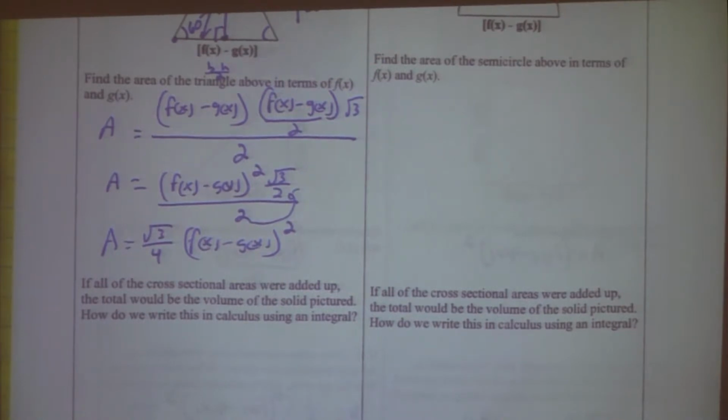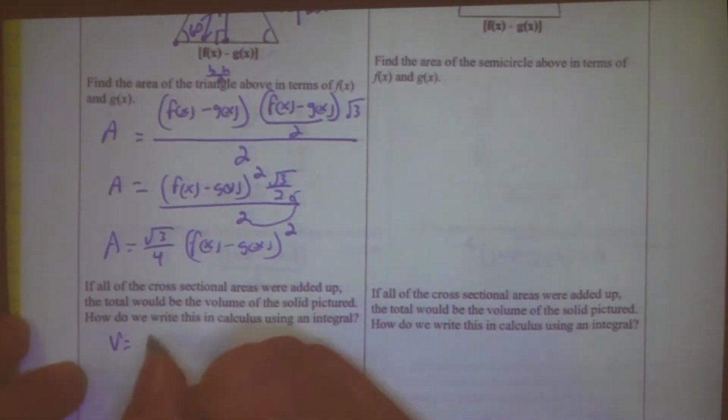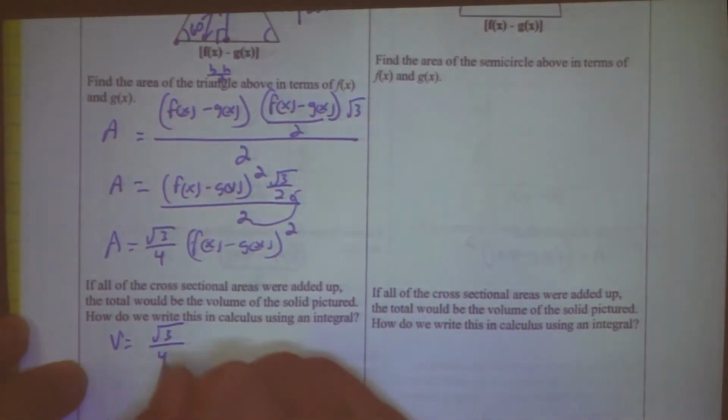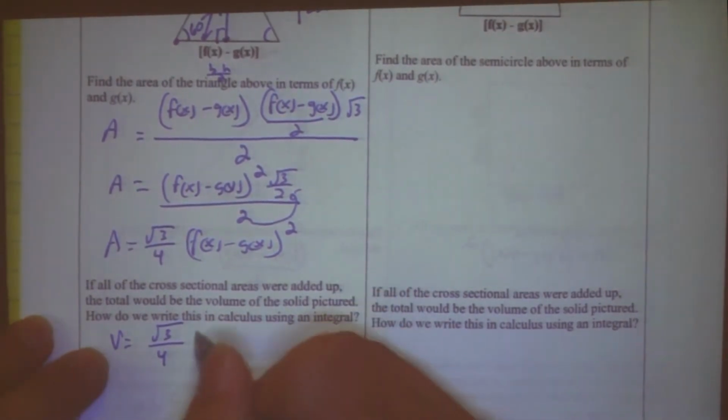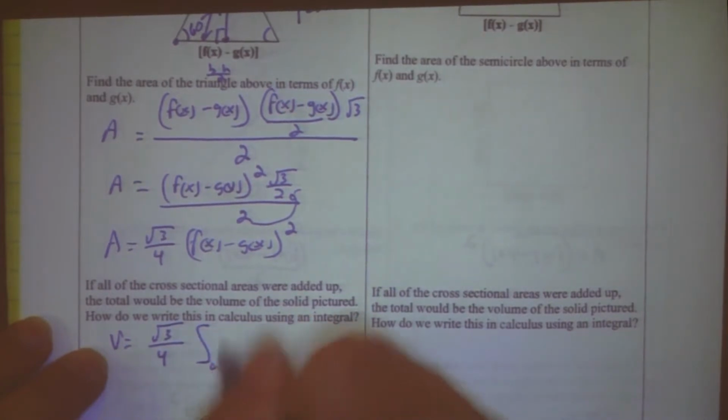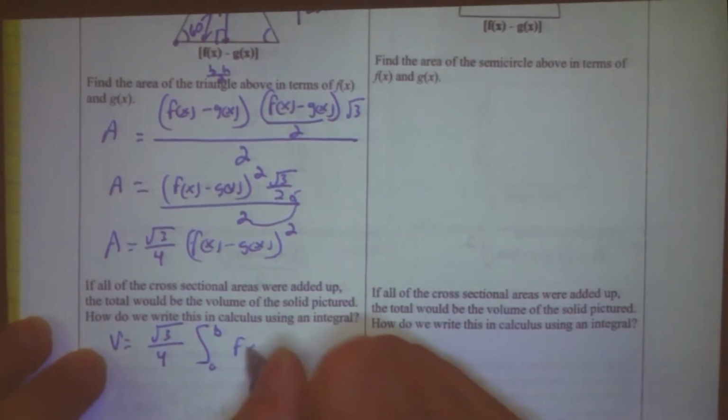And now we can use that to find the volume, right? Because that would be what we would use to find the area of each of those equilateral triangles. Okay? So the volume would be, take the constant out, and it kind of looks like the other ones that we did, right? The integral from a to b of f of x minus g of x squared.